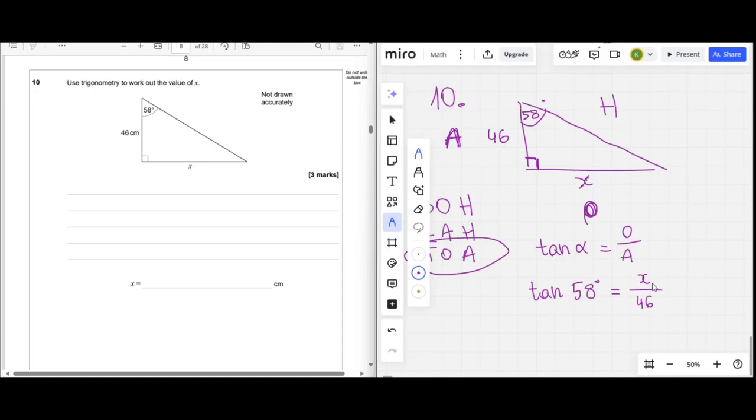Is tangent on the calculator? Yes, it is. Tan 58. So we can do tan 58 and then times 46 to get x, right?